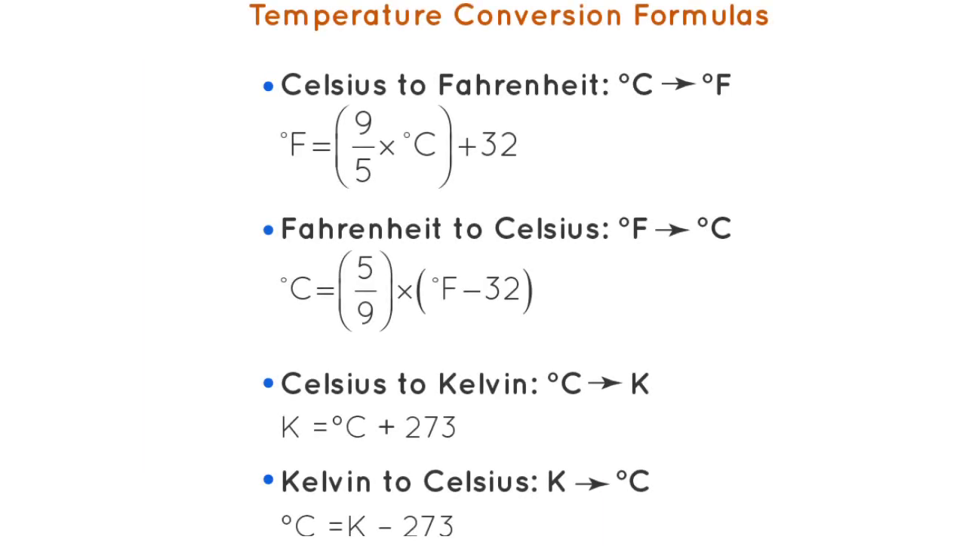Now the three scales Celsius, Fahrenheit and Kelvin can be interconverted using formulas. Number 1, when you have to change from Celsius scale to Fahrenheit scale, then the formula is degree Fahrenheit is equal to degree Celsius into 9 by 5, put in a bracket, plus 32. Celsius scale to Kelvin scale, it's very simple. Kelvin is equal to degree Celsius plus 273. When we have to change Fahrenheit to Celsius, then degree Celsius is equal to Fahrenheit minus 32, put in a bracket, into 5 by 9.